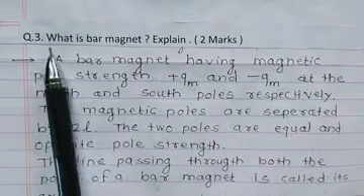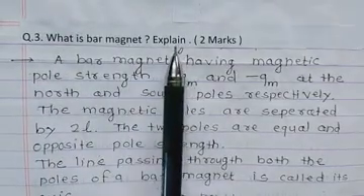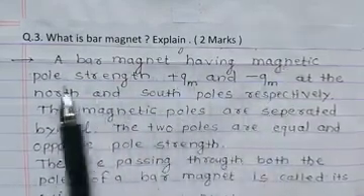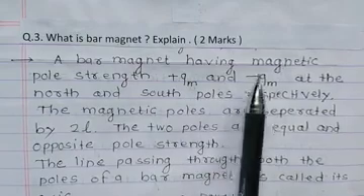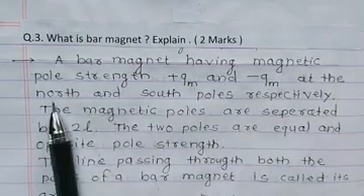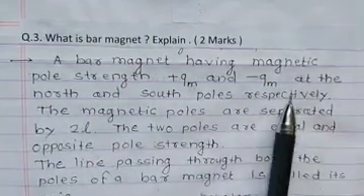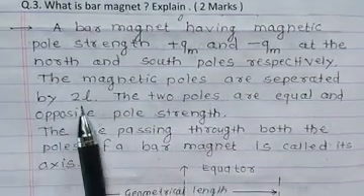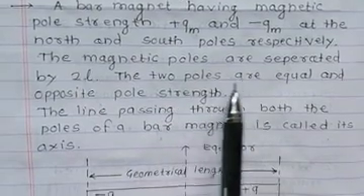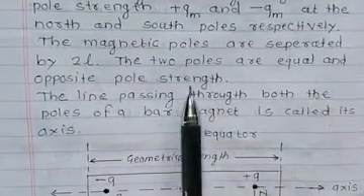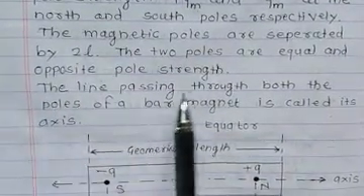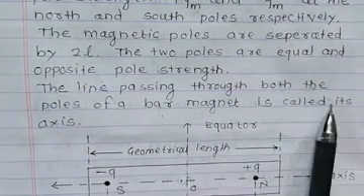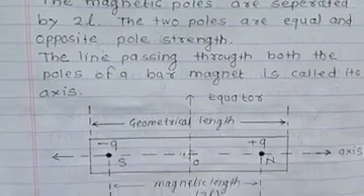Question 3. What is a bar magnet? Explain. Question for 2 marks. A bar magnet has magnetic pole strength plus qm and minus qm at the north and south poles respectively. The magnetic poles are separated by 2L. The 2 poles are of equal and opposite pole strength. The line passing through both the poles of a bar magnet is called its axis.